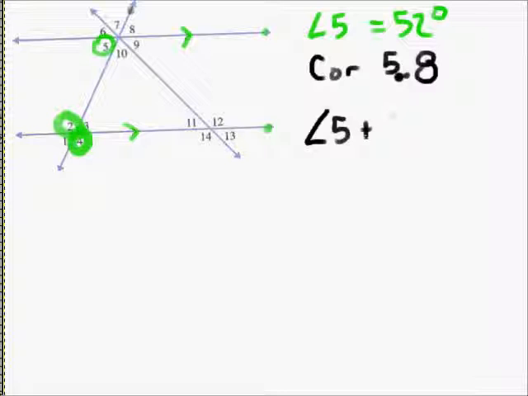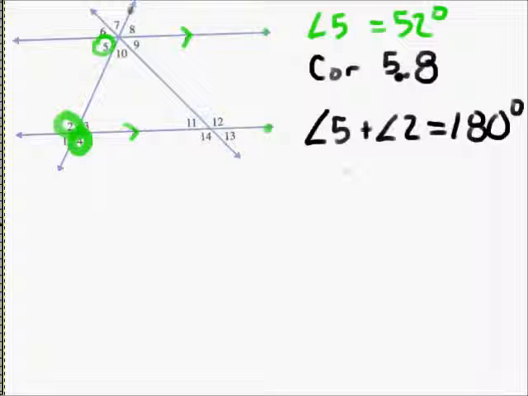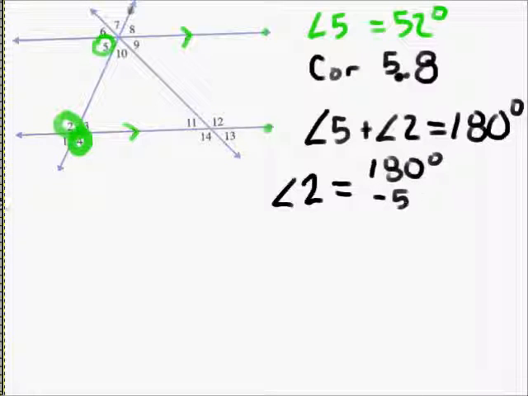Angle 5 plus angle 2 equals 180 degrees. So angle 2 is equal to 180 minus 52. Let's see here. So that's going to be 8. I'll carry the 1, so that's a 7, 2 and 1. 128 degrees.